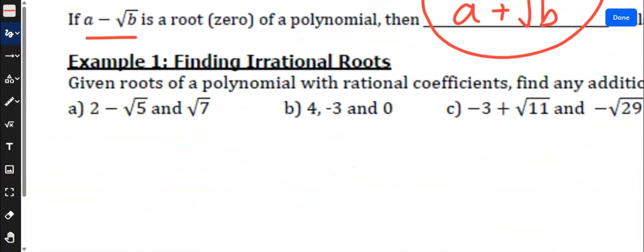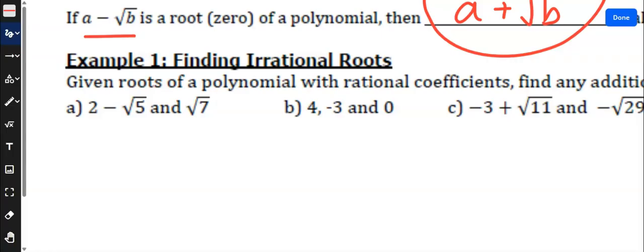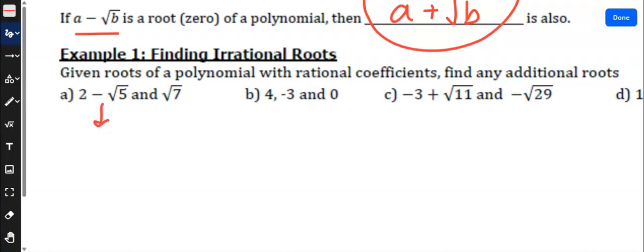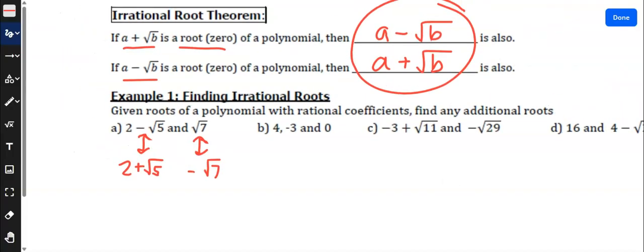So if you're looking at a problem and it says, given roots of a polynomial with rational coefficients, find any additional roots. Well, what's the one that goes with 2 minus radical 5? 2 plus radical 5. What's the one that goes with radical 7? Negative radical 7. Now, notice that each time all I'm doing is changing the sign of the radical part, not the first part, just the radical part. So don't look at me and go, oh, Mr. Stailey, why'd you do that? Well, it's literally me just changing the sign of the radical portion only.